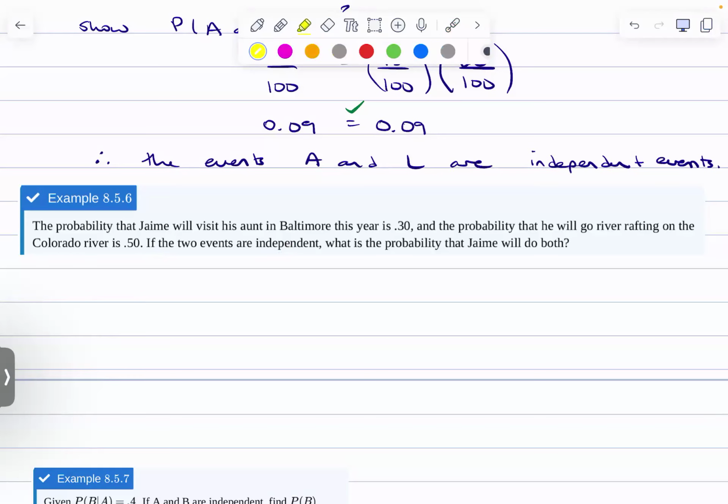And so this is one of those scenarios where we are told they are independent. And so what does that mean? This tells me that I'm allowed to assume that the probability of E and F is the probability of E times the probability of F. And I'm allowed to use that property. And lucky for us, that is the probability that we want to find. What's the probability that Jamie will do both?